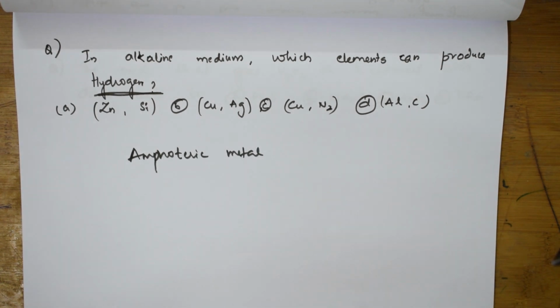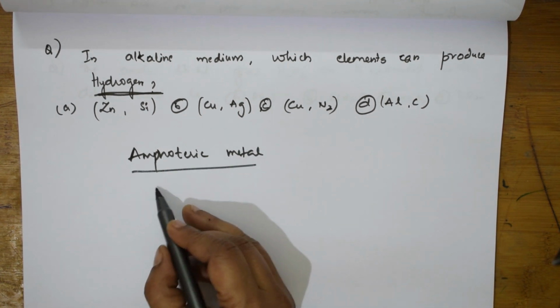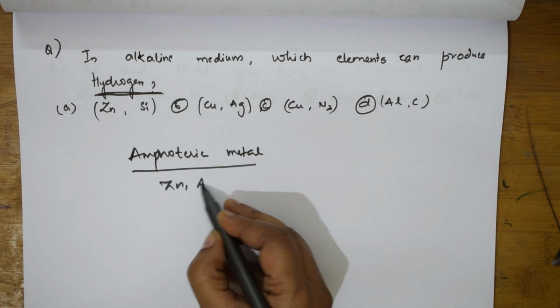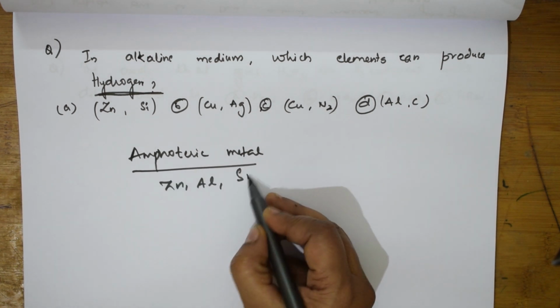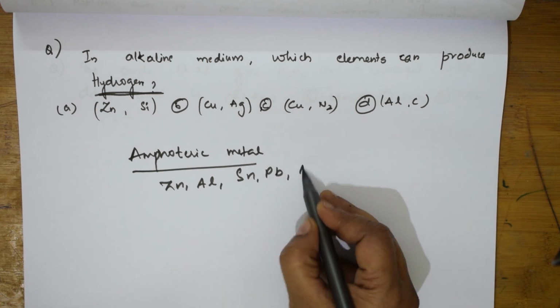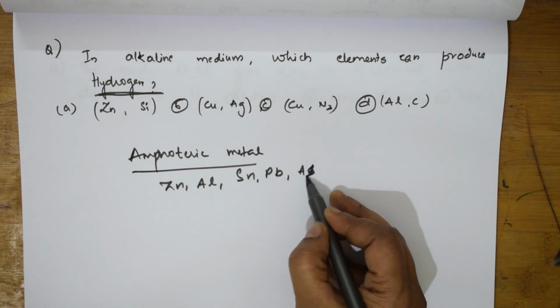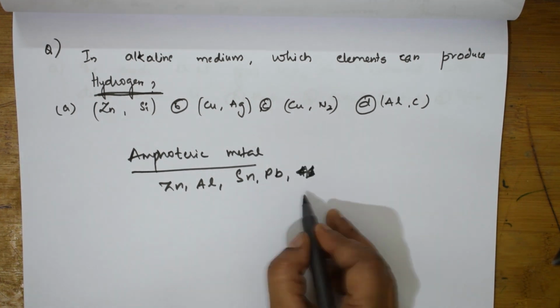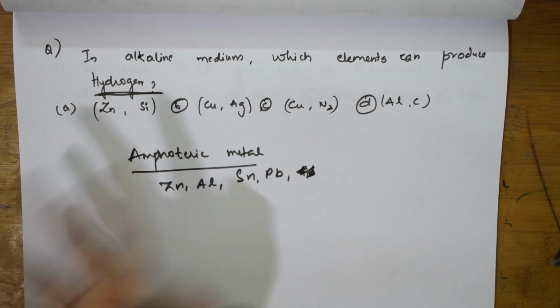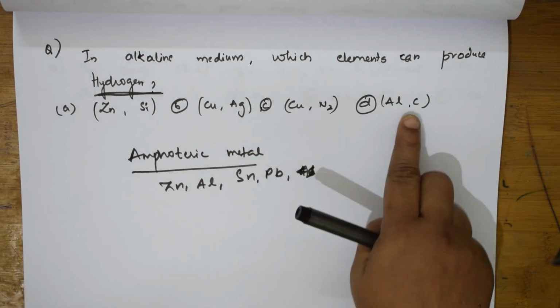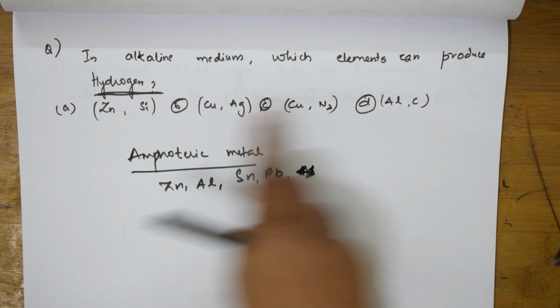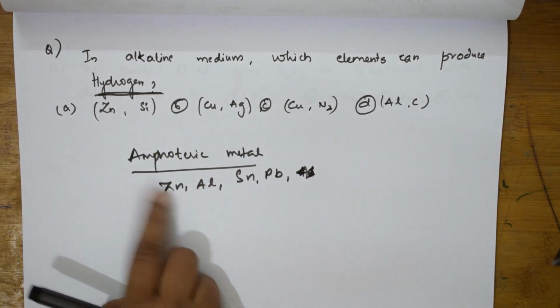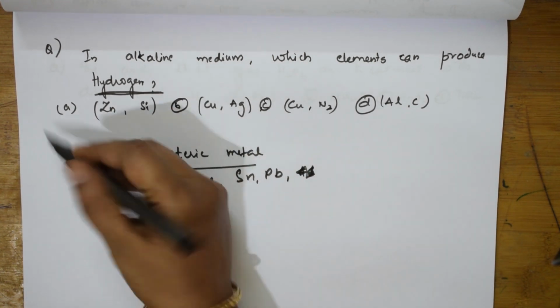Metal oxides, metals. Now what are amphoteric metals? Remember, zinc is an amphoteric metal, aluminium is an amphoteric metal, tin is an amphoteric metal, lead is amphoteric. All these are amphoteric metals. Along with that, even silica also comes under that combination. Here carbon is not amphoteric, isn't it? So the combination here is zinc with the other one. So this is the correct option for this.